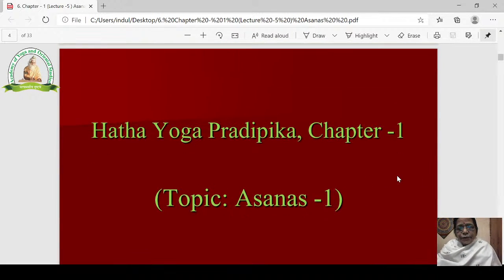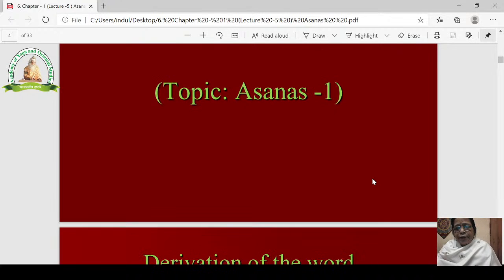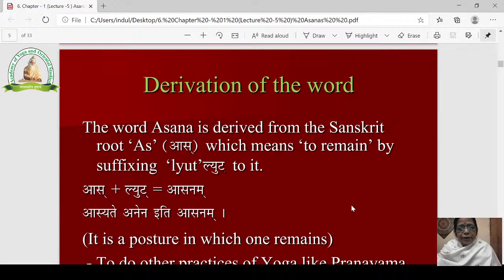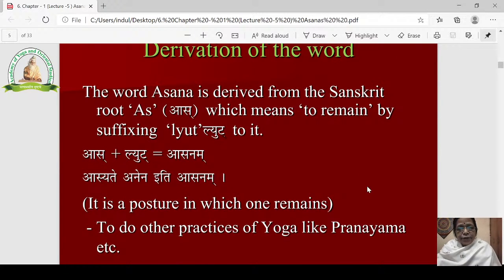Today we'll discuss the asanas of Hatha Yoga Pradipika, Chapter 1. The topic is Asana, Part 1. Now first, the derivation of the word. What is the derivation of the word Asana? The word Asana is derived from the Sanskrit root as, which means to remain, by suffixing lut with the root. That means as plus lut is asanam. Asyate anena iti asanam. It is a posture in which one remains.